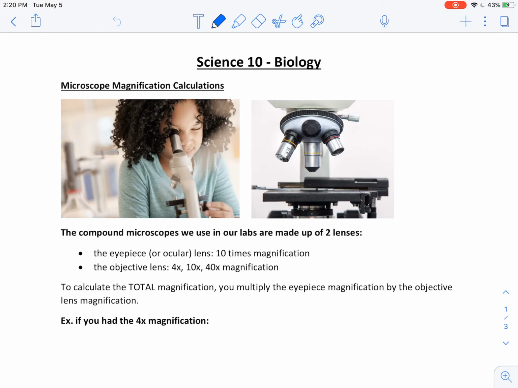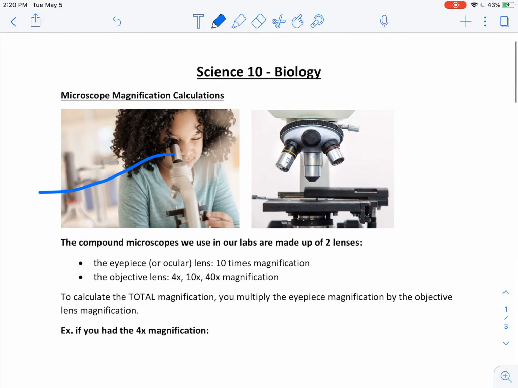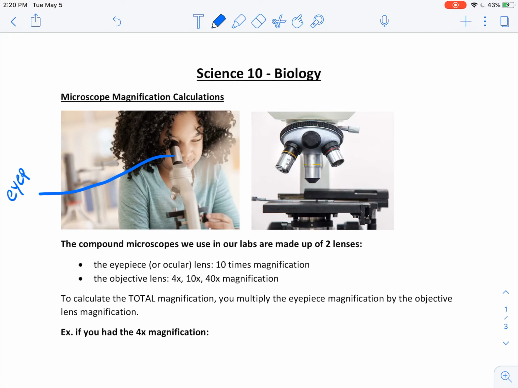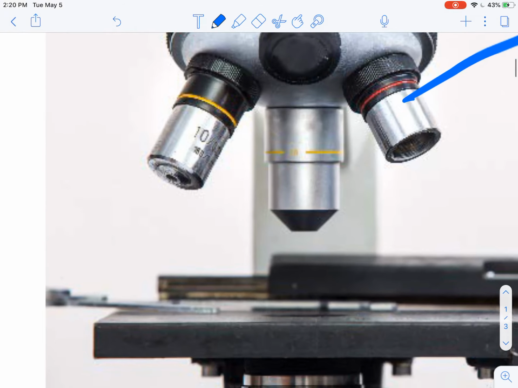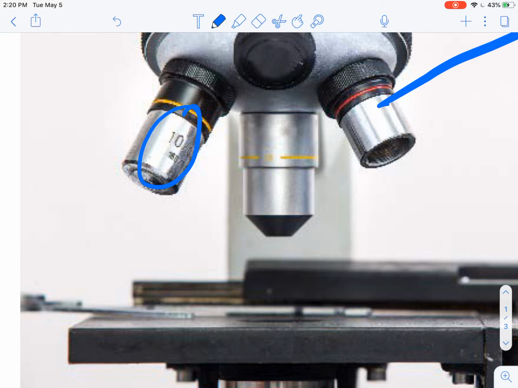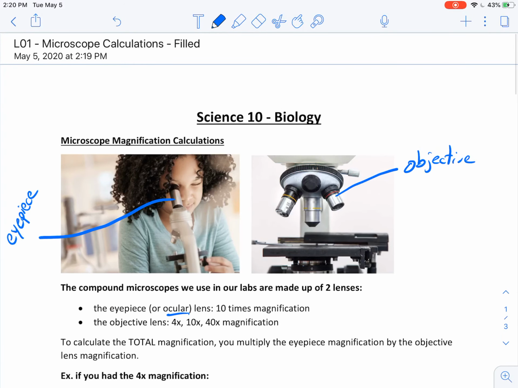So as a refresher, we have two different lenses on every microscope. We have the eyepiece lens, also known as the ocular lens. So that's this ocular. And then we have the objective lenses. And the objective lenses are the ones that you can rotate to change the magnification of your specimen. So you see here that there's 10, and this is probably a 4 times, and this is probably 40 times, or something in that area. And you can just rotate that plate here, and you can see the different lenses.